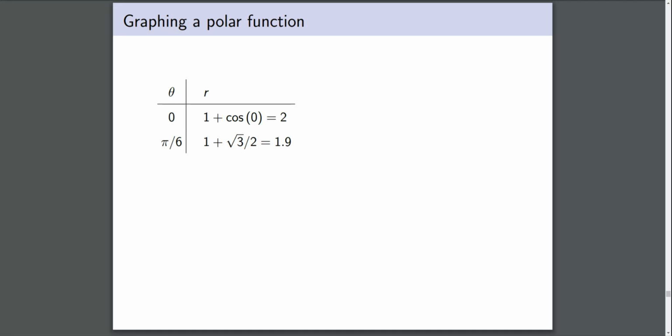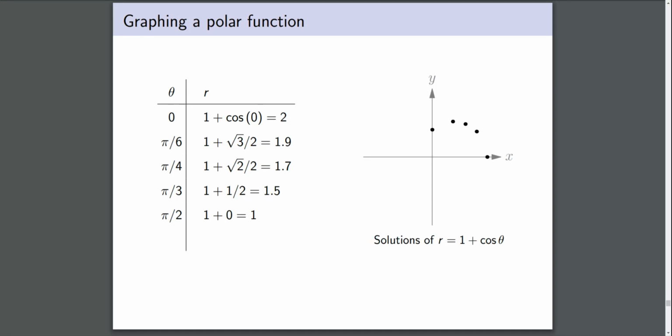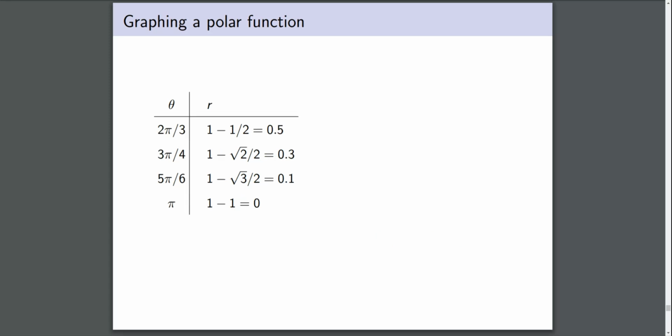We're going to do the same thing. We're going to pick enough values of theta to get a good picture. So the next value that I analyzed was theta equals pi/6, and that gave me r equals 1.9. I keep doing the same thing. So here are the values in the first part of my table. Now I'm going to plot each of those points. We talked about how to plot these points a few minutes ago. So for the values you see in the table here, those points go on the graph as shown.